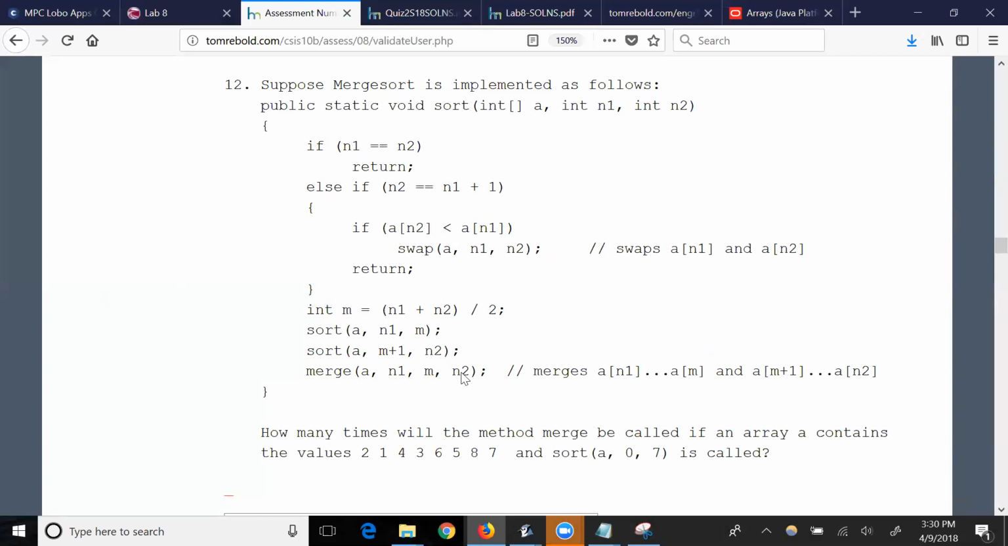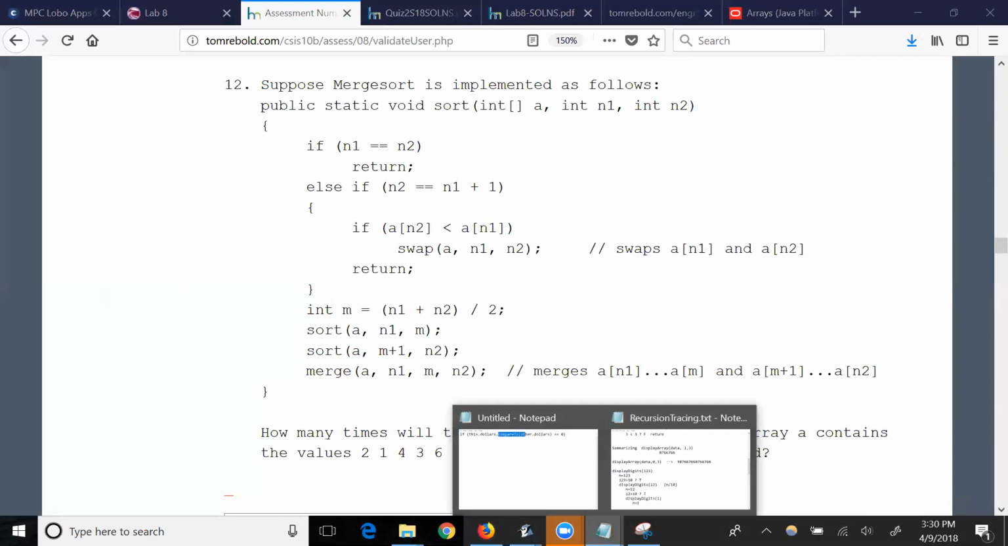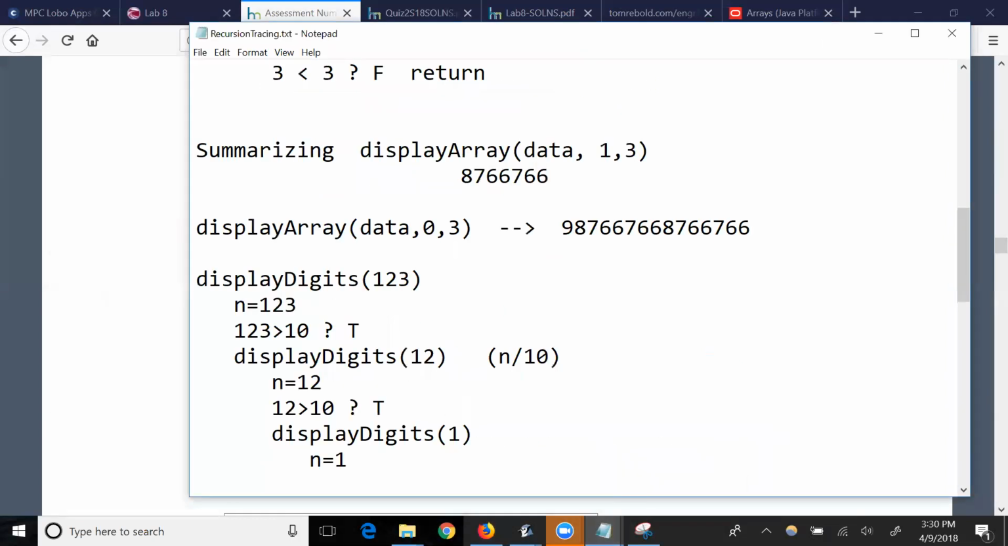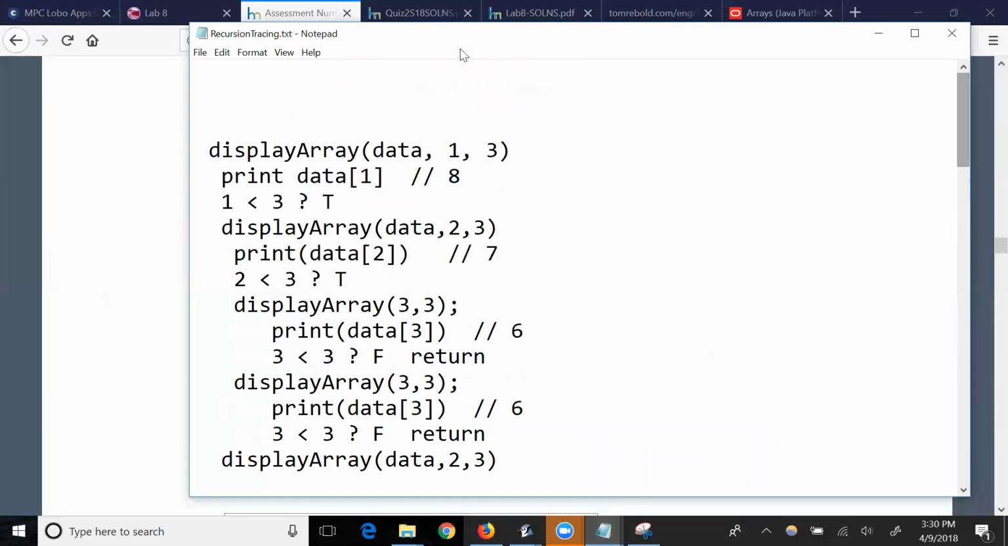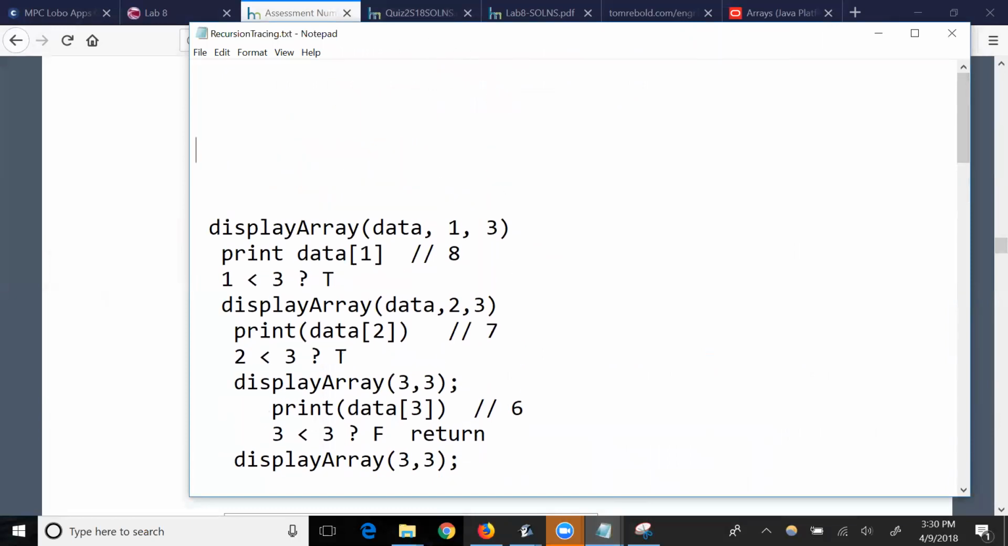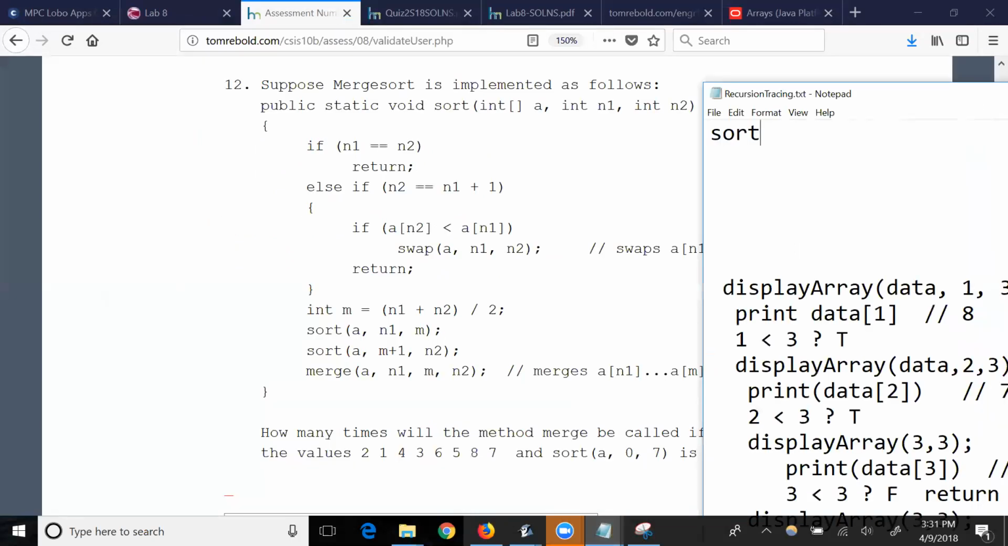Well, I would do it kind of like I just showed you with just indenting. I just think it's the easiest thing to universalize this whole thing. And it's not even asking us to do the merge, but how many times is it actually called? So what I would do is just work my way through all these calls and see what's happening here, right? So in other words, I'm initially calling sort of A from 0 to 7, right?